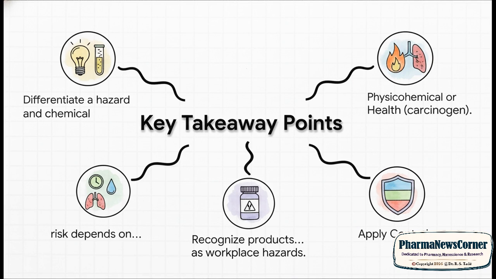Okay, so if you're going to remember anything from this, let it be these points. First, know the difference between a hazard, the potential, and the chemical, the actual stuff. Second, be able to classify if it's a physical-chemical risk or a health risk. Third, always remember that risk isn't simple. It's a mix of concentration, duration, and how it gets into your body. Fourth, the hierarchy of control is your best friend. Engineering first, then administrative, and PPE is always last. And finally, number 5, and this is a big one for us in pharma, the very medicines we make can be hazards in the workplace.